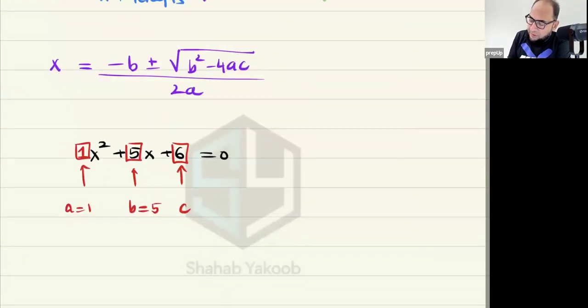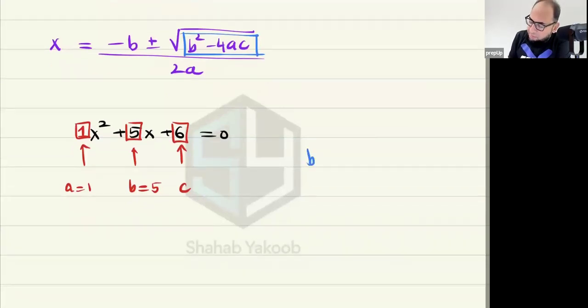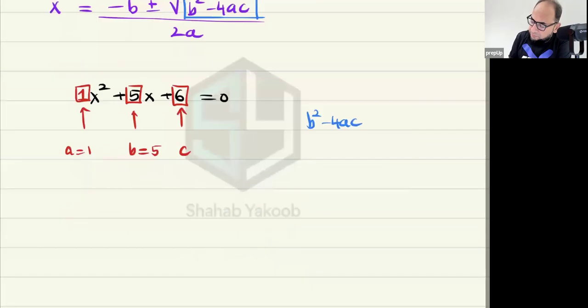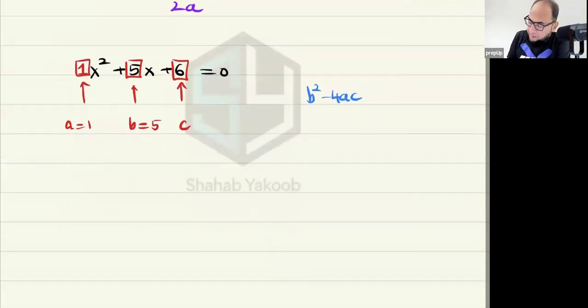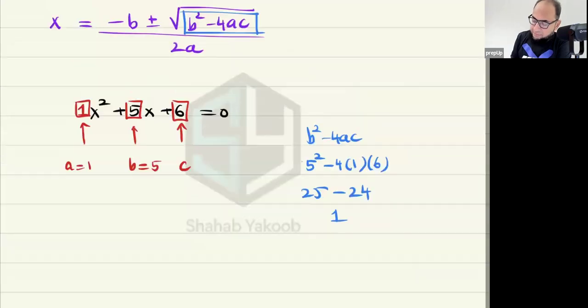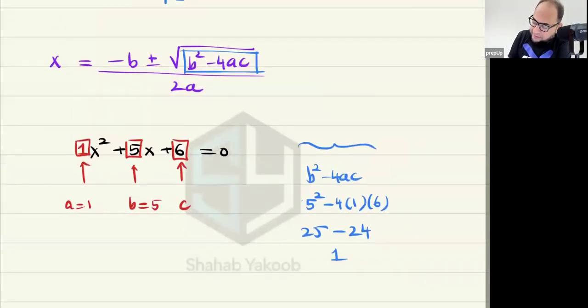So in this formula, let me evaluate this part first. b squared minus 4ac, which is 5 squared minus 4 into 1 into 6. This is 25, this is 24, this comes out to be 1. Just for convenience, I first evaluate this thing. This is step number 1.